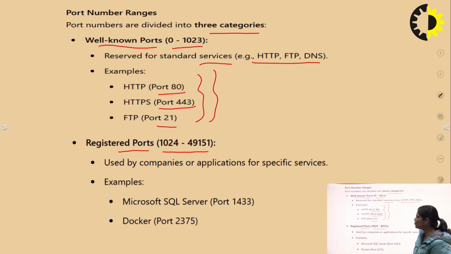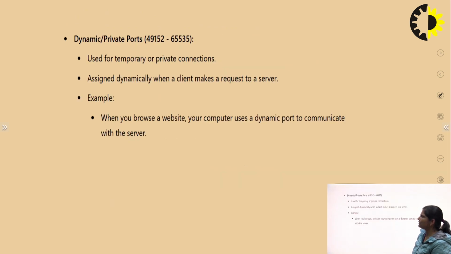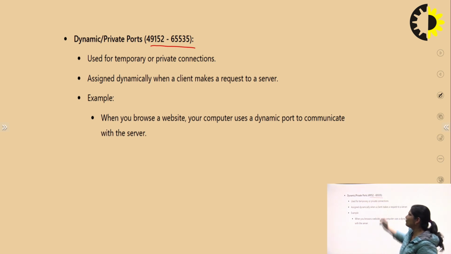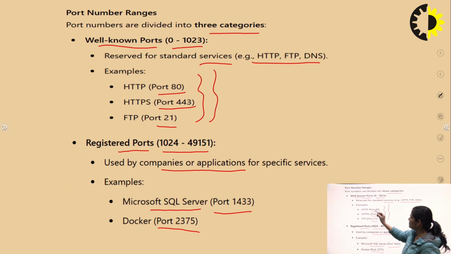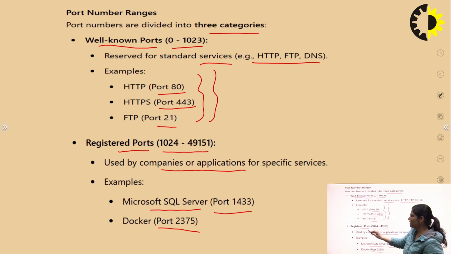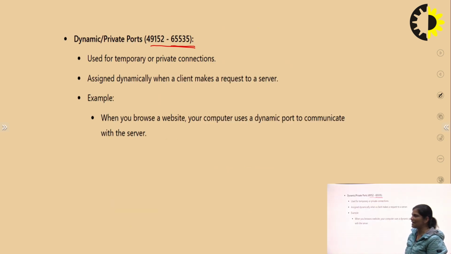Now the second type is the registered port. Its range is 1024 to 49151. It is usually used by companies or applications for specific services, like Microsoft SQL Server, whose port is 1433, and Docker, whose port is 2375. Now the third type of port addressing is the dynamic or private port. Its range is 49152 to 65535. It means the port number range is 0 to 65535, and it is classified into 3 types: the well-known port, the registered port, and the third one, the dynamic or private port.